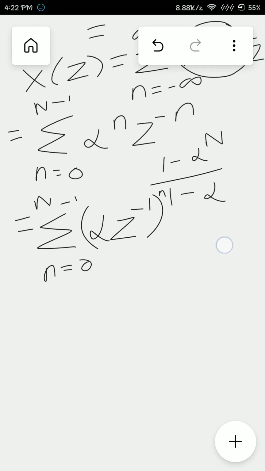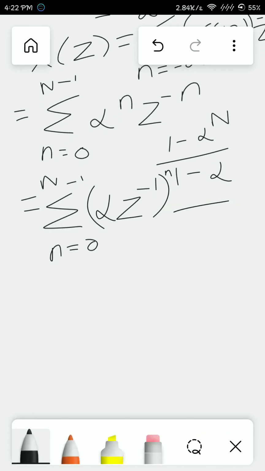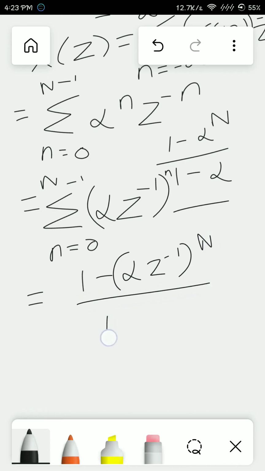And then what I have to do is complete the substitution, right? I have to use this formula now. If I use this formula, I get 1 minus (alpha into z to the power of minus 1) whole to the power of n, divided by 1 minus alpha z inverse, right? I guess you got it.